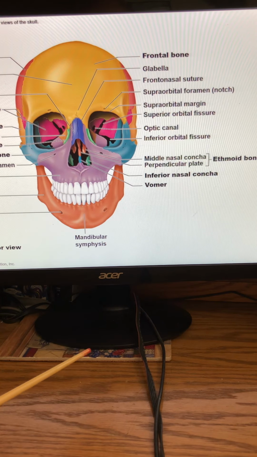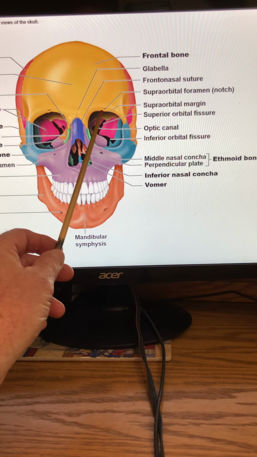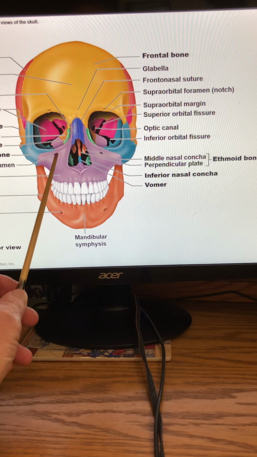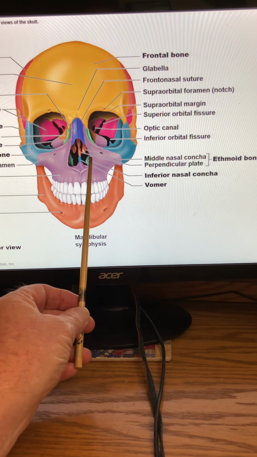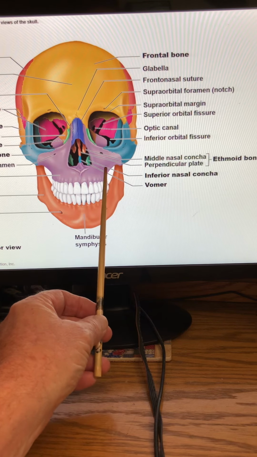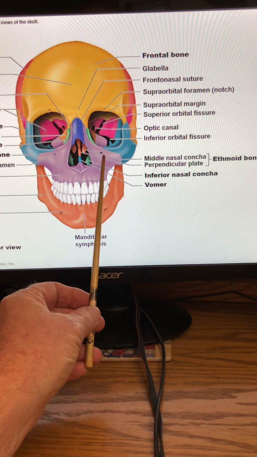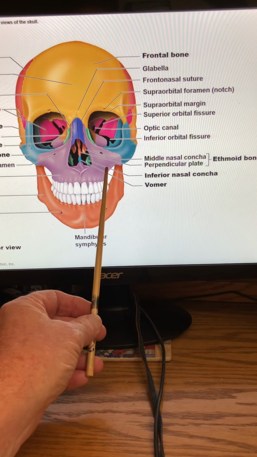one of the things that I wanted to point out for you, so here is the orbit, and here is the supraorbital foramen. Underneath the orbit is right here, and that's the infraorbital foramen. Okay, so what you want to see or notice is that this portion of your cheek goes out towards this blue bone, which is the zygomatic bone. So this would be called the zygomatic process of the maxillary bone.